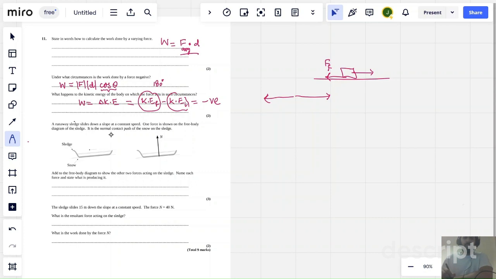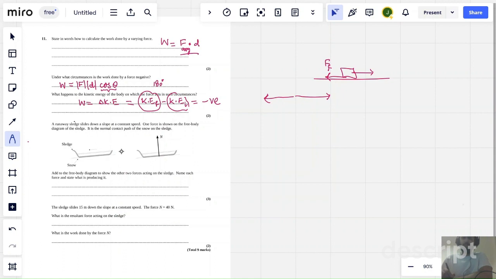A runway sledge slides down a slope at a constant speed. One force shown on the free body diagram of the sledge is the normal contact force. It is the normal contact force of the snow on the sledge. Add to the free body diagram to show the other two forces acting on the sledge. Name each force and state what is producing it, or the cause of that force.